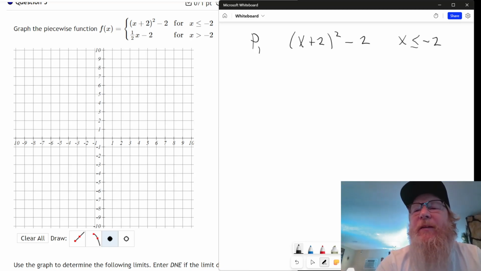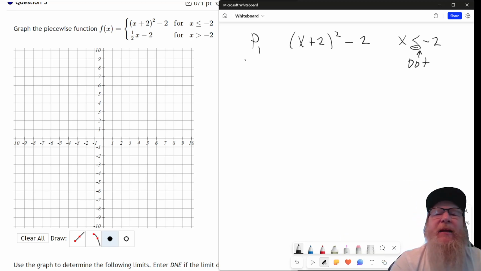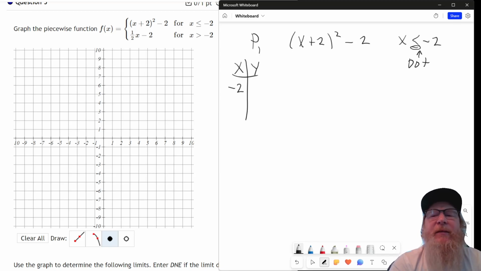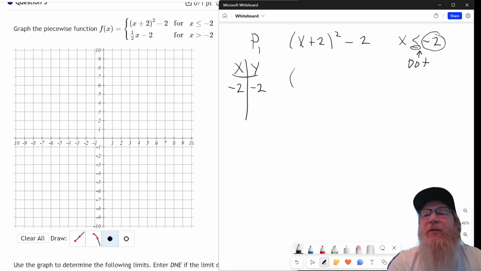So that one's going to be the solid dot, right? The or equal to tells you that it's going to be a dot. I do get one free point. I get the vertex, -2, -2. That'll be the vertex. Let me show you how that works. I'm plugging in -2. It's going to be a solid dot, not a hole. So put maybe a little dot symbol right here to remind me.